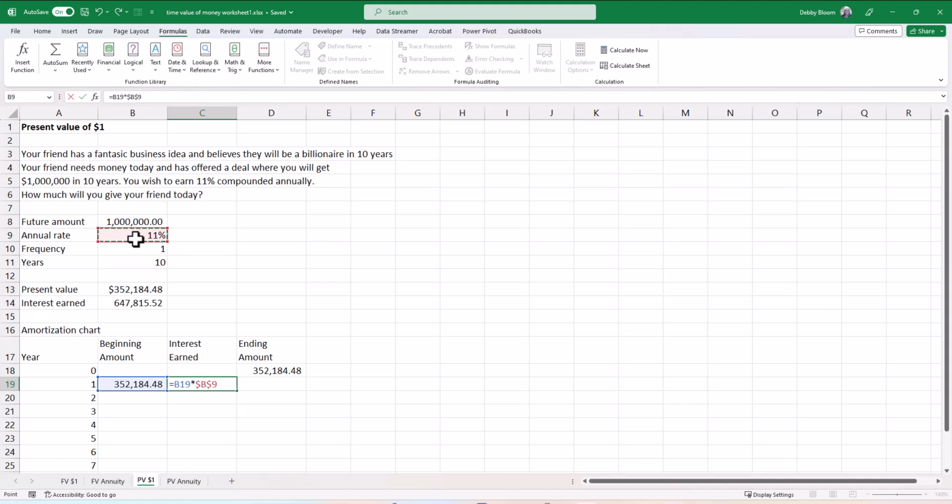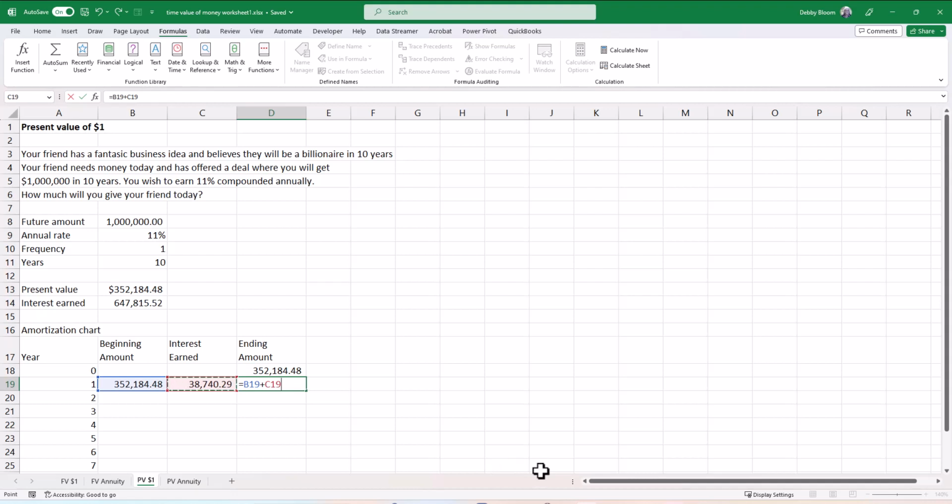And again, to keep it flexible, if you wanted to use a different frequency, I'm going to divide by the frequency, cell B10, and again, that must be $B$10, F4. Type it in or Command T, whatever it is. If it doesn't read $B$9 and $B$10, it just won't work. Then our ending amount is just the beginning amount plus the interest. So in cell D19 equals beginning amount plus the interest earned.